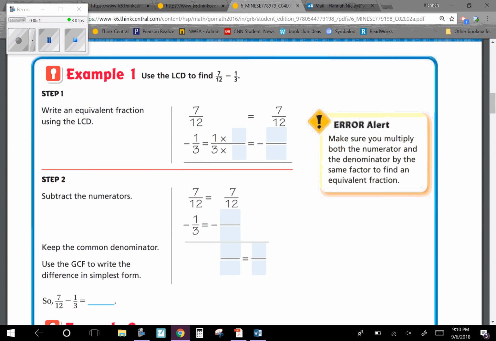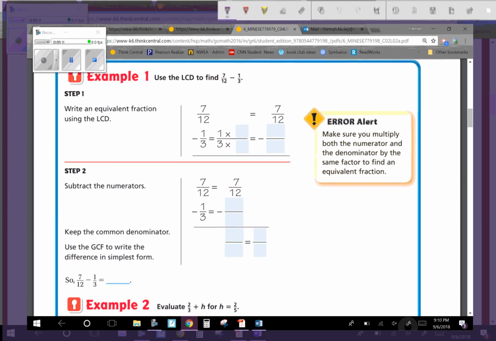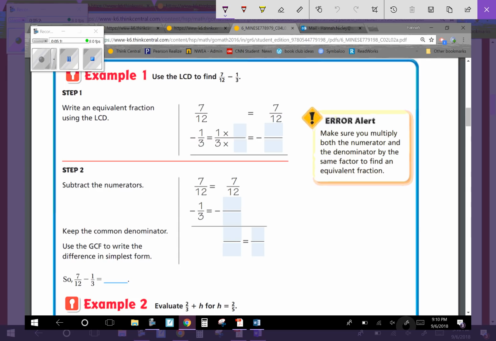Example 2, we're going to use the LCD, which is the least common denominator, to find 7/12 minus 1/3. So step 1 is to write an equivalent fraction using LCD. So we're going to take 7/12 and we're going to figure out what 1/3 turns into with 12. So to get to 12, we need to take 3 times something. 3 times 4 equals 12. And then 1 times 4, because if we do it to the denominator, we need to do it to the numerator. So 1 times 4 is 4. So 1/3 equals 4/12.